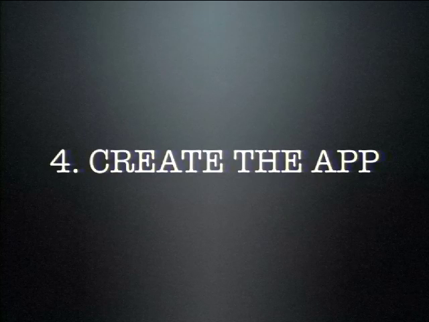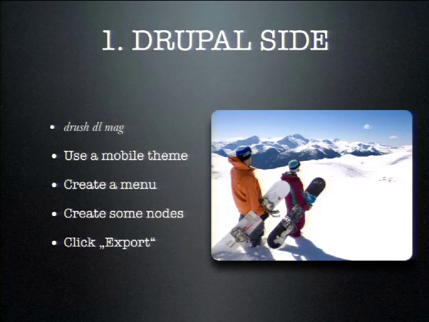So this is what we now want to see, how we can use this Mobile App Generator. It's demo time, so let's go. Of course, you just download MAG, you enable it, you use a nice mobile theme, you create a menu, you create some nodes, and then you click export. And this is what we want to take a look at now.